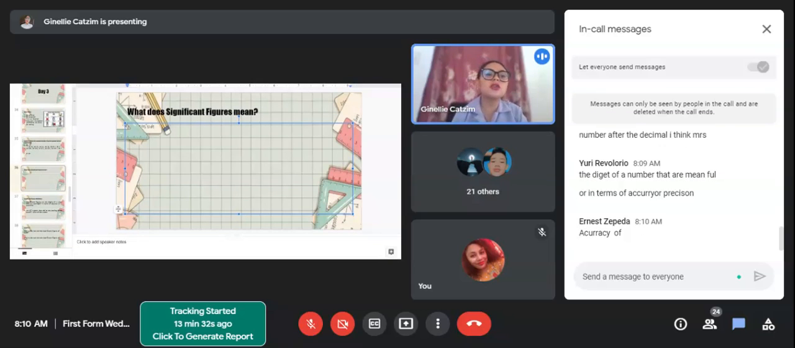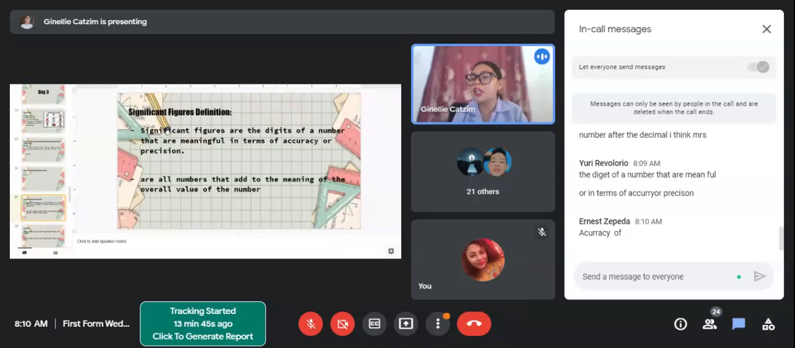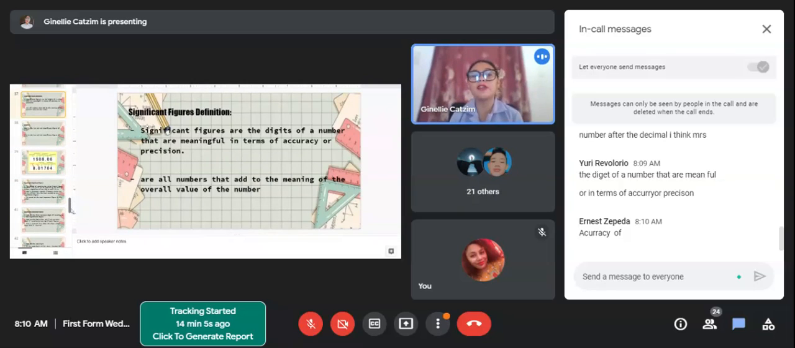Accuracy, very good. So significant figures are the digits of a number that are meaningful in terms of accuracy or precision. They are all numbers that add to the meaning of the overall value of the number. So it is meaningful. It adds value to the overall number. So that is what significant figure means, right?